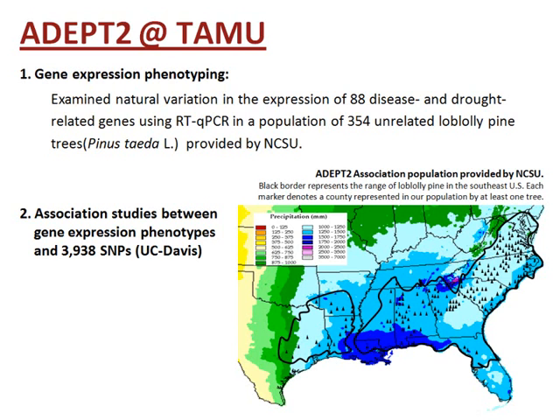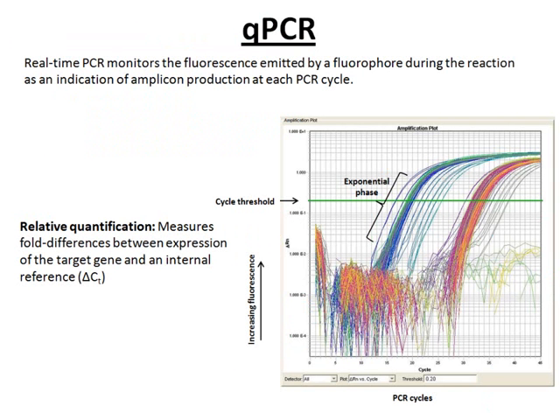The population for this project was provided by North Carolina State University, and it was a population of 354 unrelated individuals that were representing most of the range of loblolly pines. So the black border is the range, and then each tree marker is actually a county that's represented by one or more trees. I'm not going to talk about this too much.